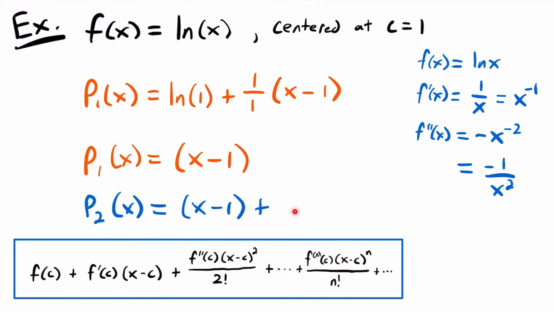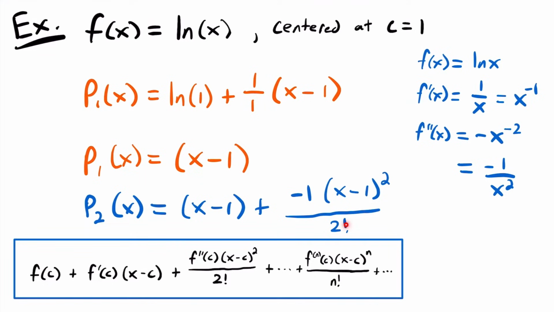And so the n equals 2 term will look like this. We're going to have a second derivative evaluated at c, which is 1. So we're going to have -1 divided by 1 squared, and that's going to be multiplied by x minus c, which is 1 squared divided by 2 factorial. Now if we simplify, -1 divided by 1 squared is just -1 divided by 1. So this is just going to become -1. That is the value of our second derivative evaluated at 1.